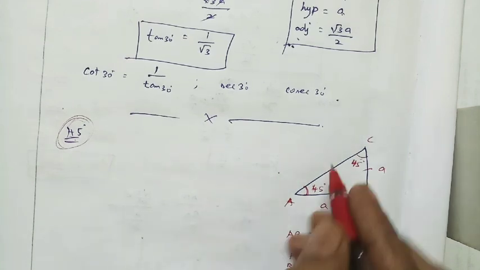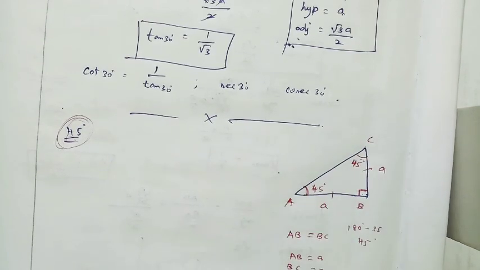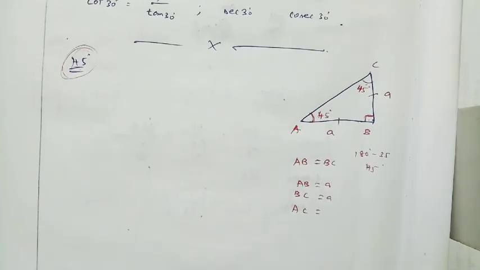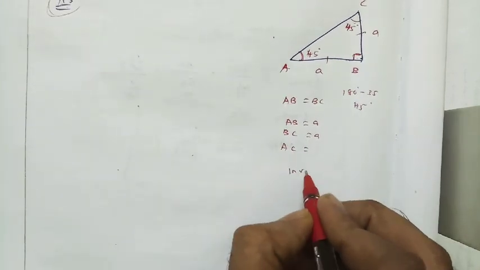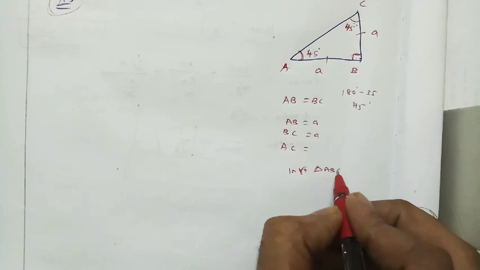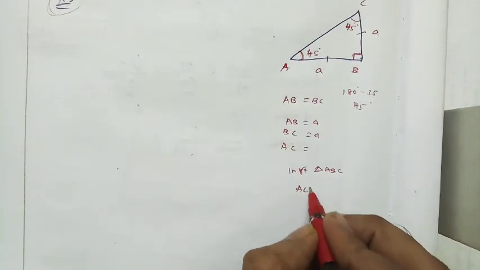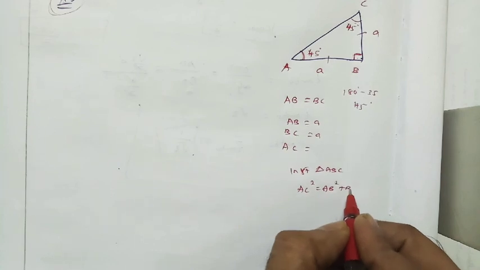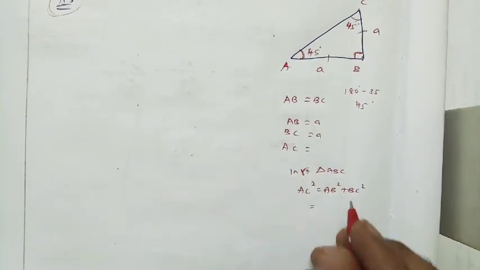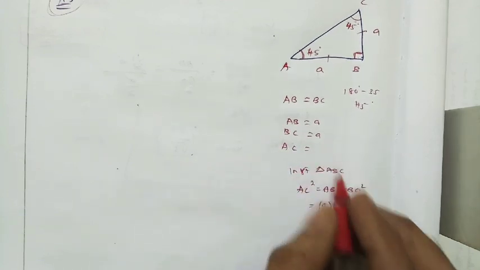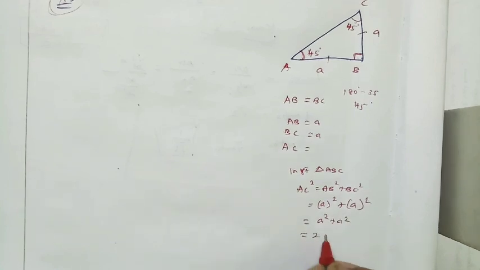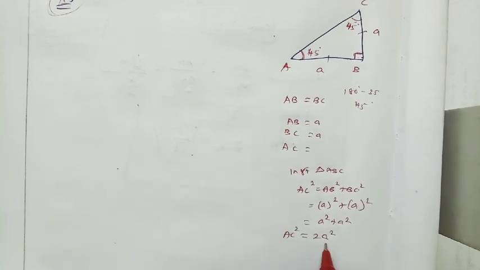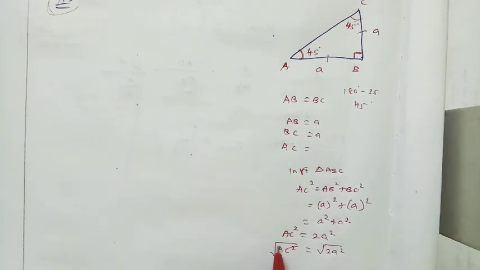But what is the length of AC? This is a right angle triangle, so by using the right angle triangle property, I am going to find the length of AC. In right triangle ABC, the hypotenuse is AC, so AC square is equal to AB square plus BC square. AB is a and BC is also a, so a square plus a square is equal to 2a square. AC square is equal to 2a square. So what is AC? Taking square root on both sides, the square root will get cancelled.